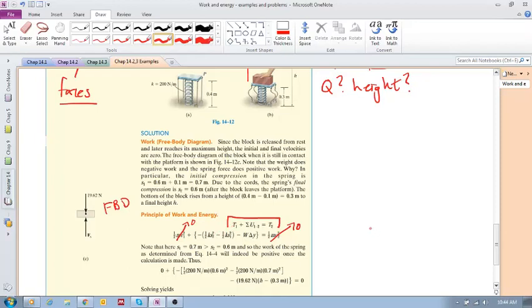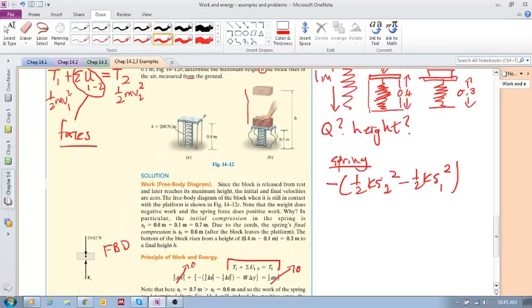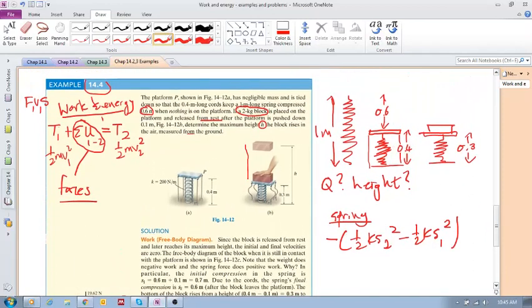Okay. So now, what is the work due to a spring? Recall that it's minus a half Ks2 squared minus a half Ks1 squared, or simply a half Ks1 squared minus a half Ks2 squared. Now the question that I have for you, what do these S's refer to? Are the S's referring to this 0.4?